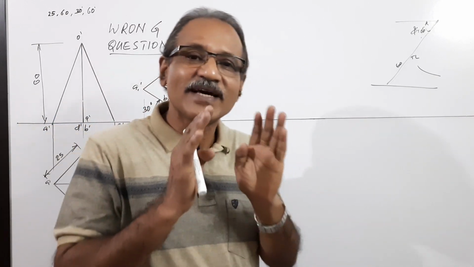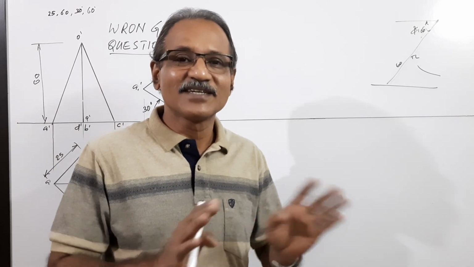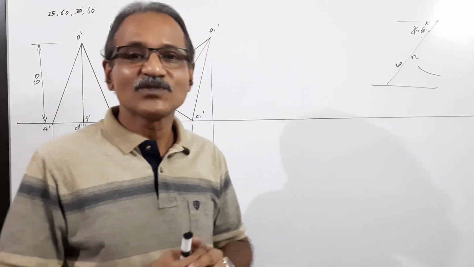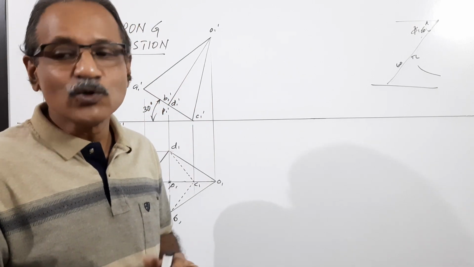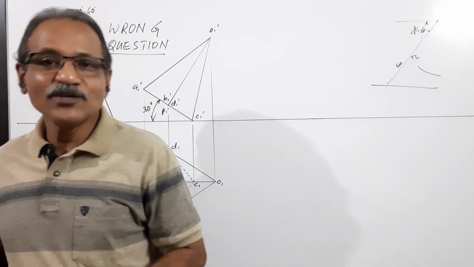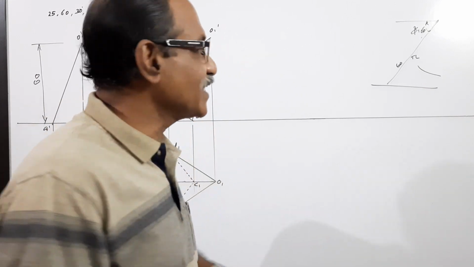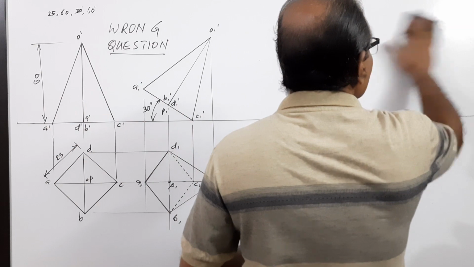It is a mistake of the examiner. Ignorance of the exam, or negligence, you can say. Negligence of the examiner. Okay. Now, what to do? You can correct the question and draw if you want. You can correct the question and draw. How will you correct?